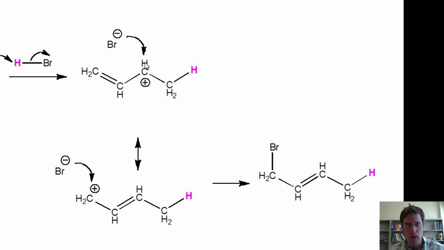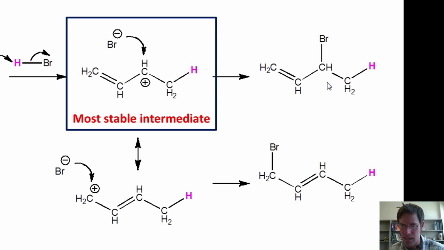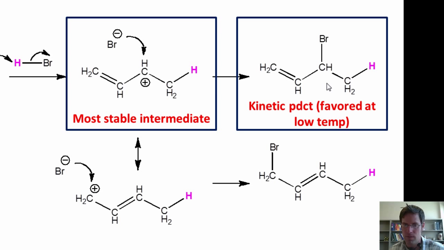Now I'm going to stop right here. Before we look at the actual products, I'm going to ask you guys the question: which of these two intermediates is more stable? I've got a secondary allylic carbocation and a primary allylic carbocation. Which one is more stable? It's, of course, the secondary allylic carbocation. Hence, because that is the more stable intermediate, the product that arises from it is the kinetic product.